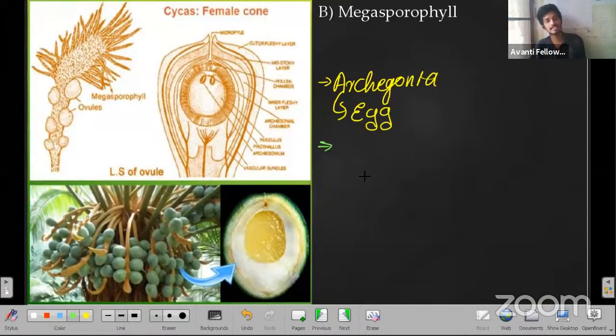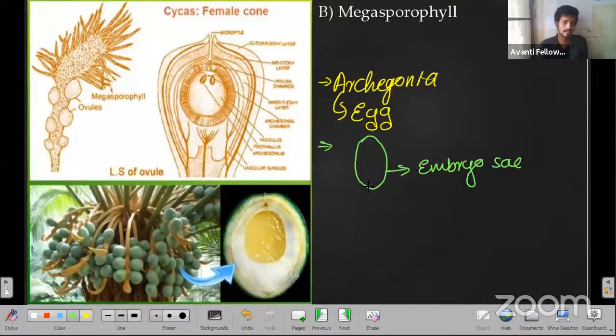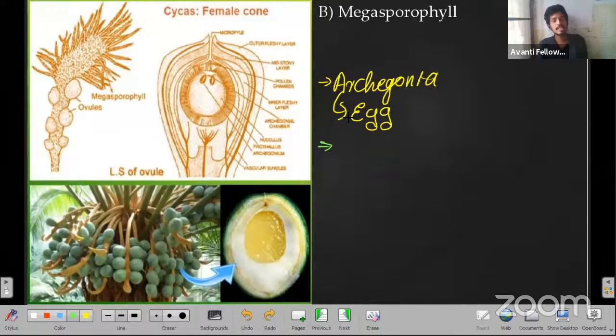Here you can see the ovules are like this, and within the ovules you can find a structure. That's what we call the embryo sac. This much is not important for you guys. Instead of that we can use the terms egg and Archegonia only. This particular structure, the Archegonia structure, contains the egg, and you call it the female gametophyte. Using different terms is better, I think.